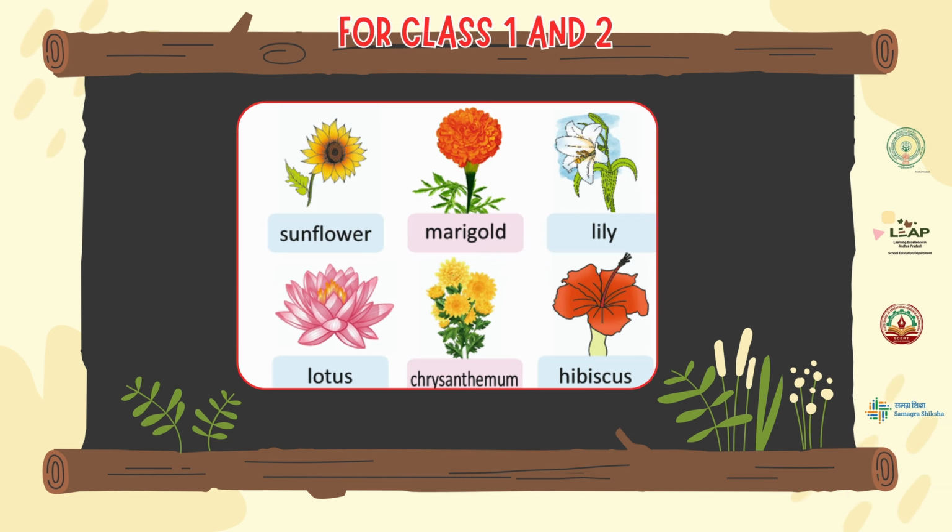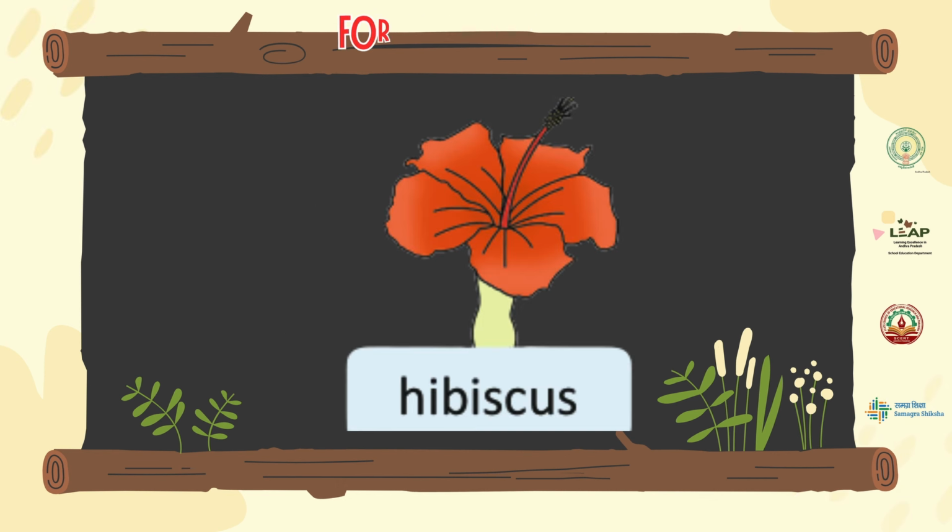It's bright red and has 5 big petals. Say aloud, hibiscus. Once again, hibiscus. Let's pronounce it. Hibiscus. Who has seen a hibiscus plant near your home? Yes, you, and you. Yes, it grows in gardens and looks very pretty.